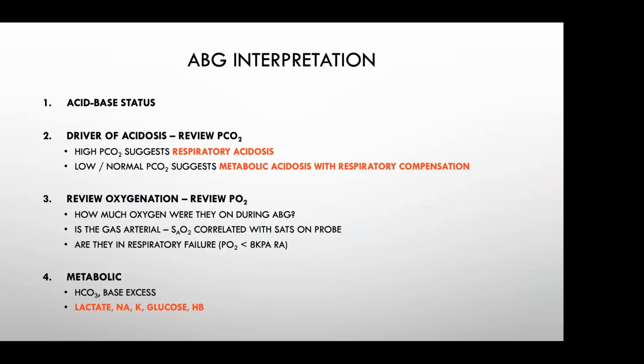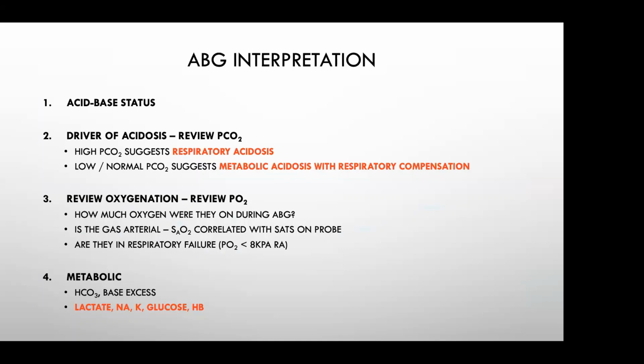A whistle-stop run through ABG interpretation. So the first thing that I tend to look at is the pH. What's their pH? Are they acidotic? If they're acidotic, I have a look at the PCO2. Is it a respiratory acidosis? And that would be informed by whether the PCO2 is high. If they've got a low or a normal PCO2, it suggests a metabolic acidosis with or without respiratory compensation.